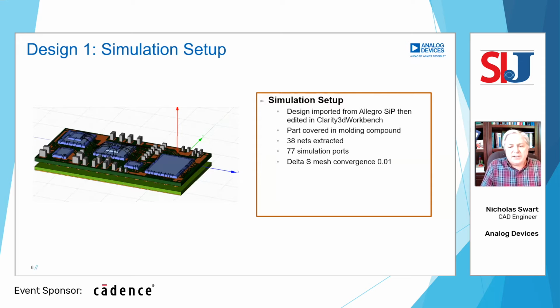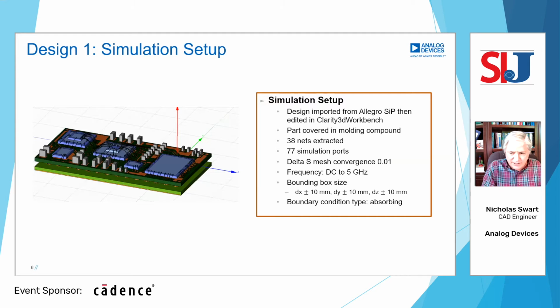The Delta S mesh convergence was set to 0.01. So this is just the tolerance convergence on the mesh refinement step in the electromagnetic simulation, and that's a fairly standard value to use. 0.02 is perhaps a bit more common. 0.01 is a little tighter, but not out of the realm of what's normally done. And we simulated from DC to 5 gigahertz. And the bounding box size was 10 millimeters plus or minus in every direction, with an absorbing boundary condition, in the version of Clarity we were using.